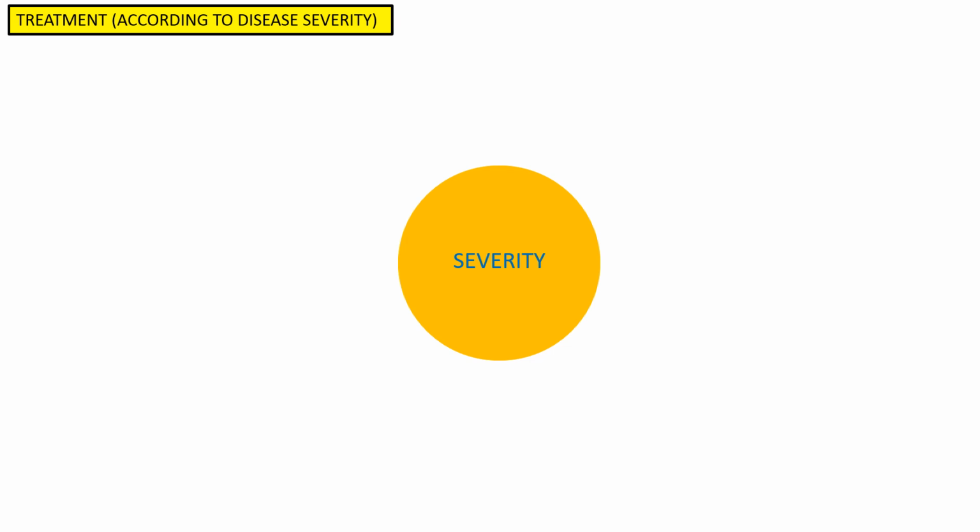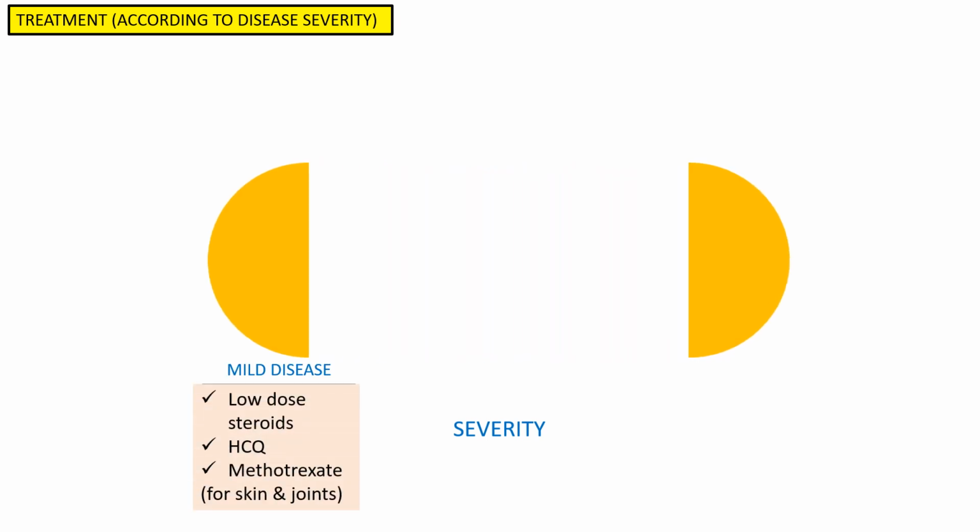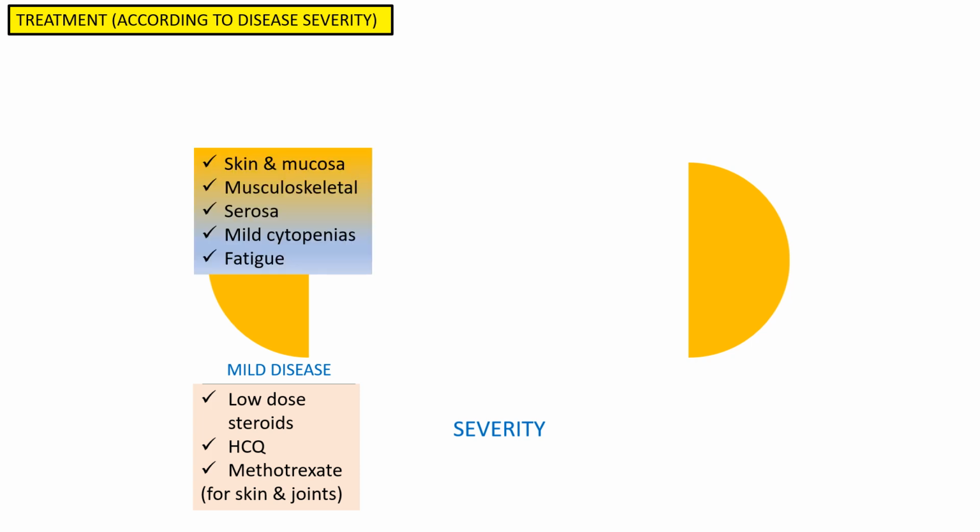And treatment is given according to the disease severity. Now, for example, if the patient has mild disease, then you will give low dose steroids, hydroxychloroquine and methotrexate, especially for skin and joints. The systems involved in mild disease are generally mild involvement of skin and mucosa, musculoskeletal system, serosa, mild cytopenias and fatigue.